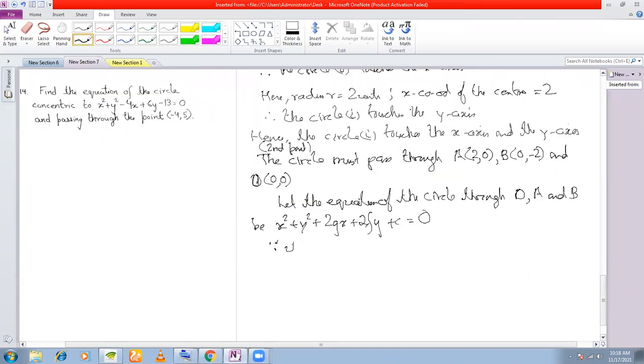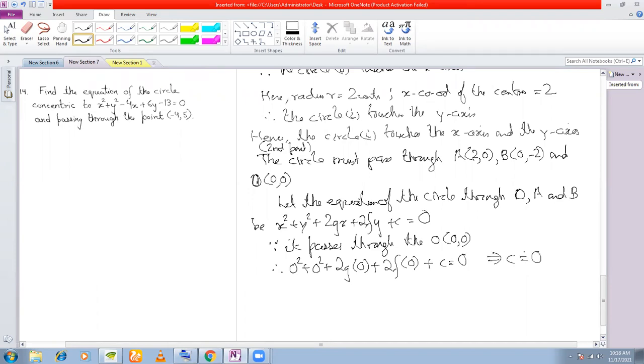Since it passes through the origin, it must satisfy. Therefore 0 square plus 0 square plus 2g into 0 plus 2f into 0 plus c is equal to 0. That means this will give you c is equal to 0. Something that you can take a note of: any circle that passes through origin will have c is equal to 0. So this is actually a shortcut which will work for your multiple choice questions.